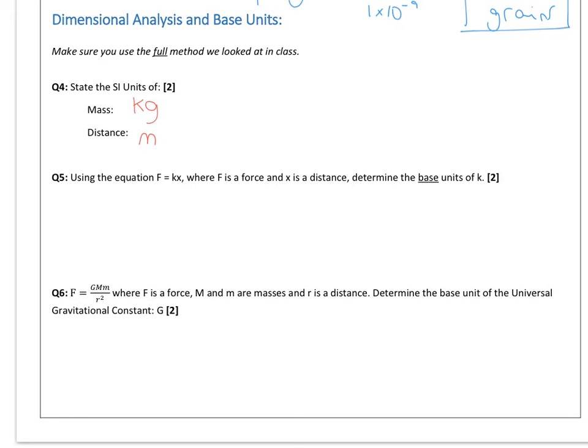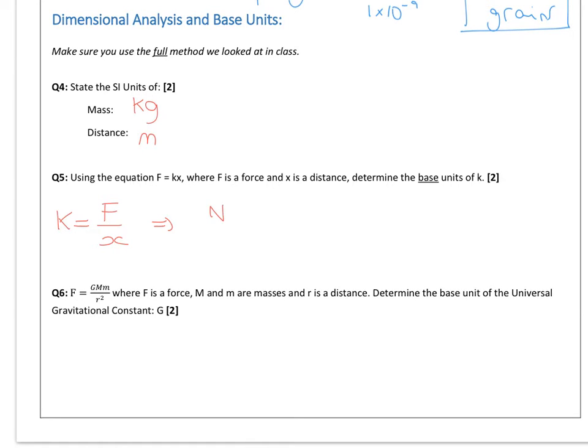So we're going to use F equals kx, which you may or may not know is Hooke's law. We want to use it to determine the base units of k. The first thing we do is rearrange it to make k the subject, like this. And then we're going to substitute in the units.